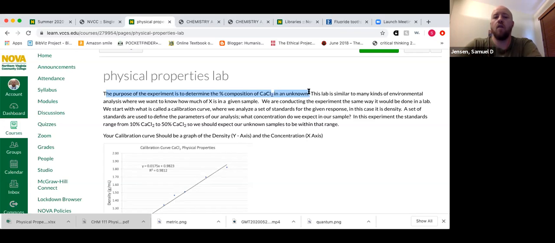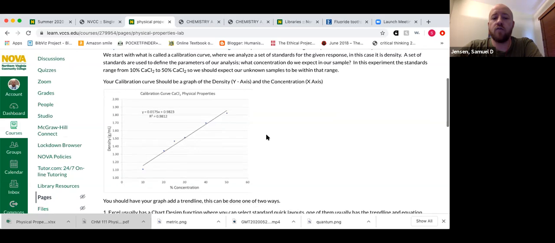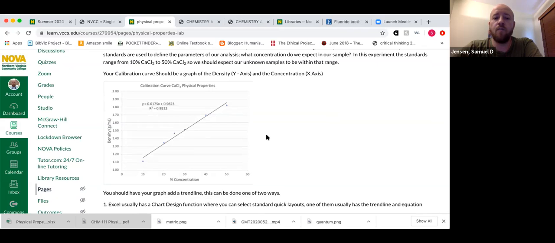So what we would do is set up a calibration curve. Usually this is done from instruments. An instrument would measure a response of whatever it is you're looking for. In this case, we're using density as our response, right? A calibration curve is where we set up standards for which we know the concentration, and we test the instrument's response to various known concentrations.